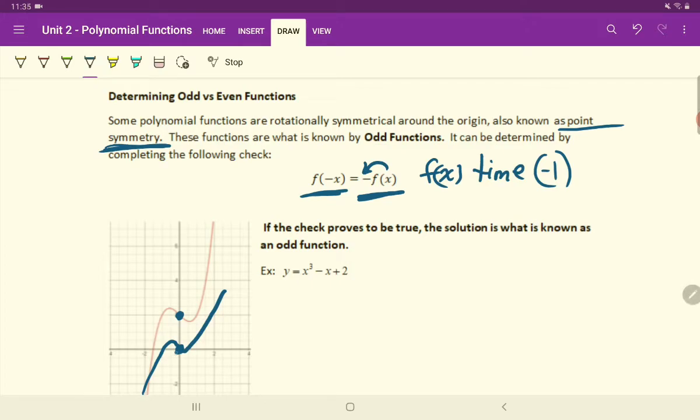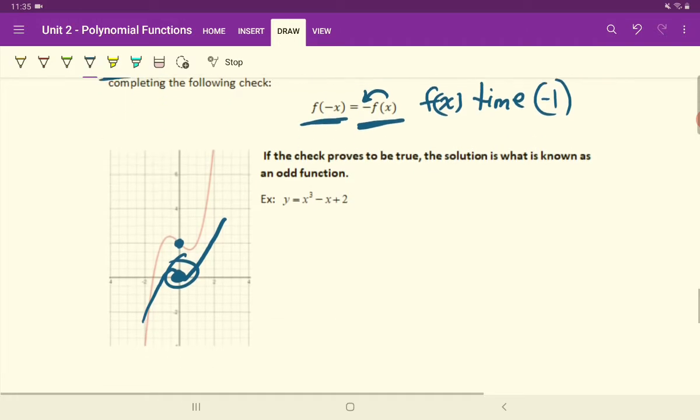Now, this particular function, we can just look that it doesn't have point symmetry around the origin. It does have point symmetry, but just not around the origin. So just by looking at the graph, I know that this is not going to be an odd function, but let's double check it.